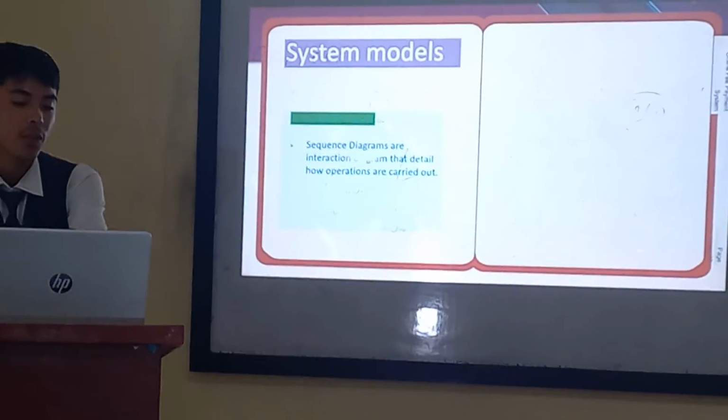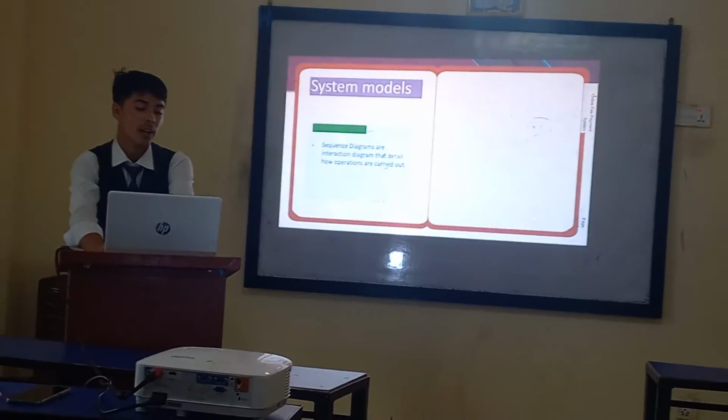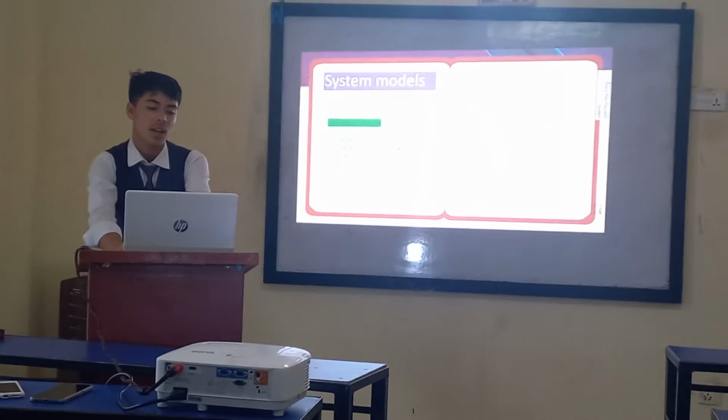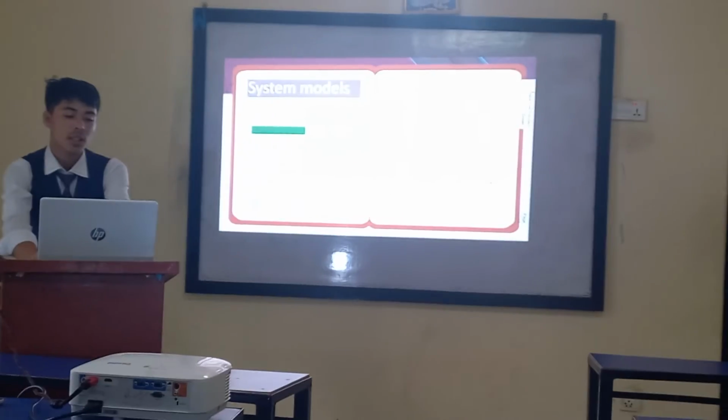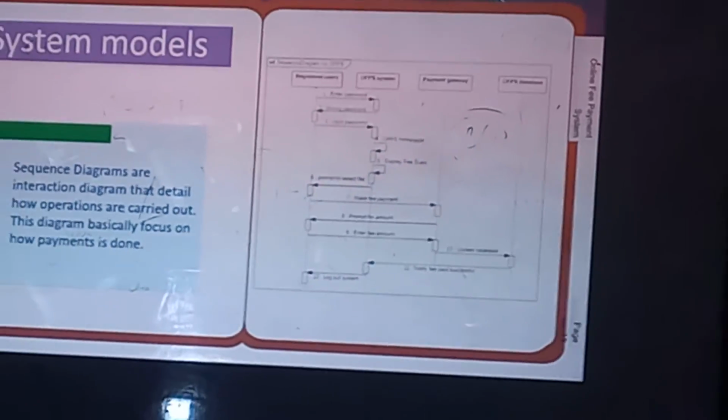And the third system model is the sequence diagram. A sequence diagram is the interaction in detail of how operations are carried out in the system, how payment is done in the system. This diagram basically focuses on how payment is done or how the users can pay.